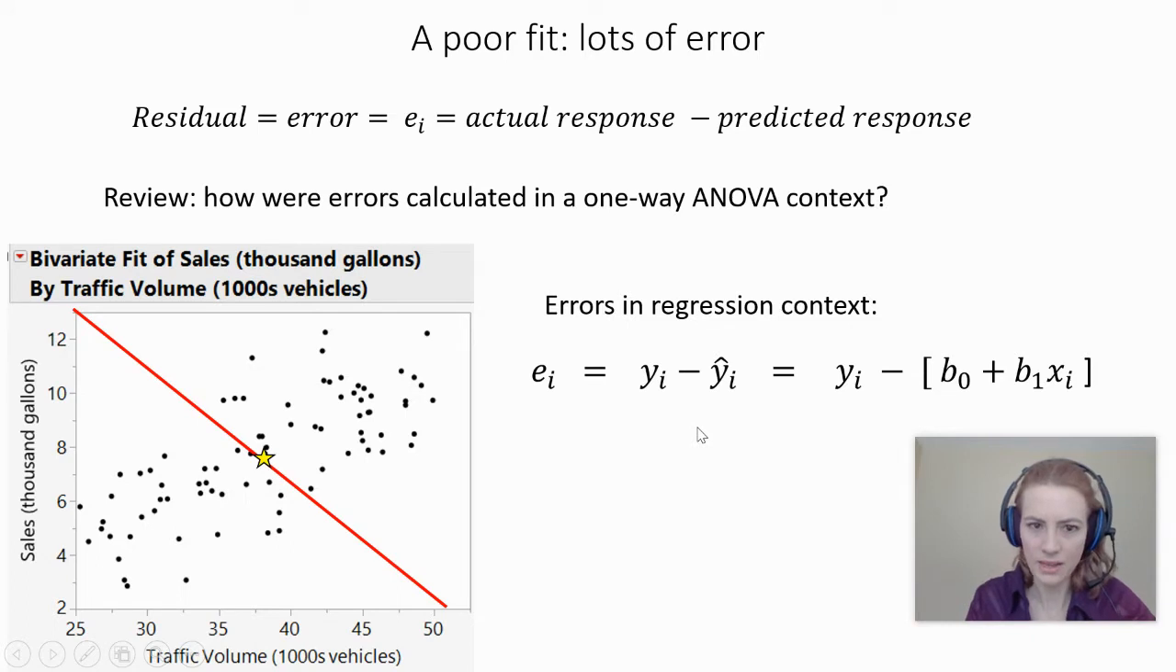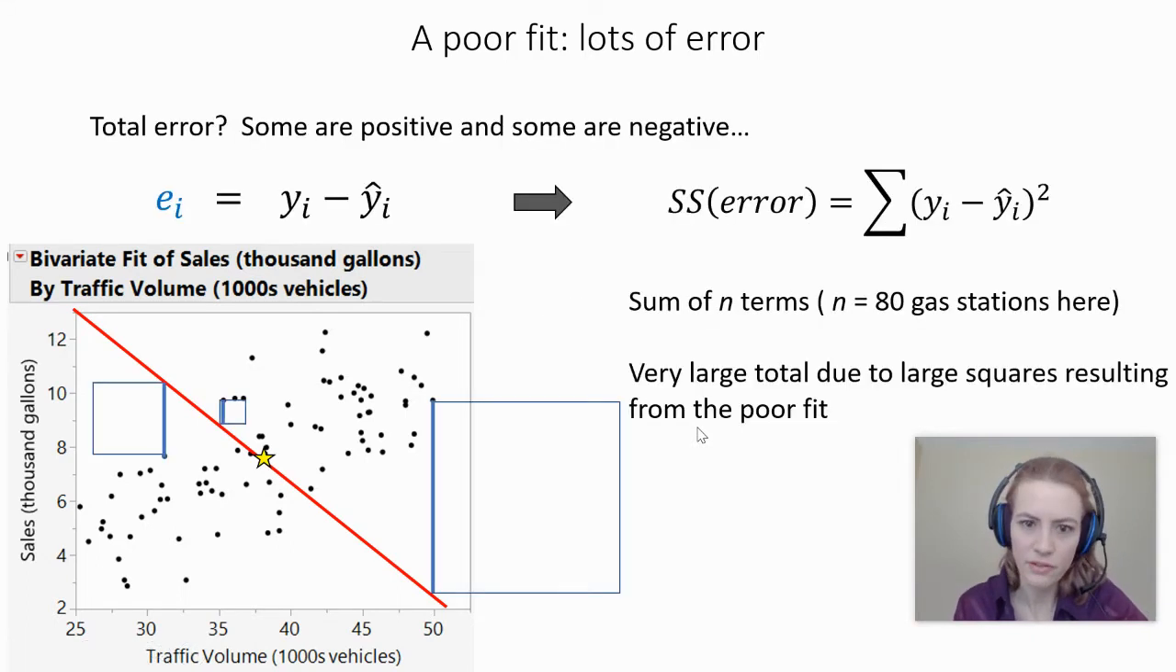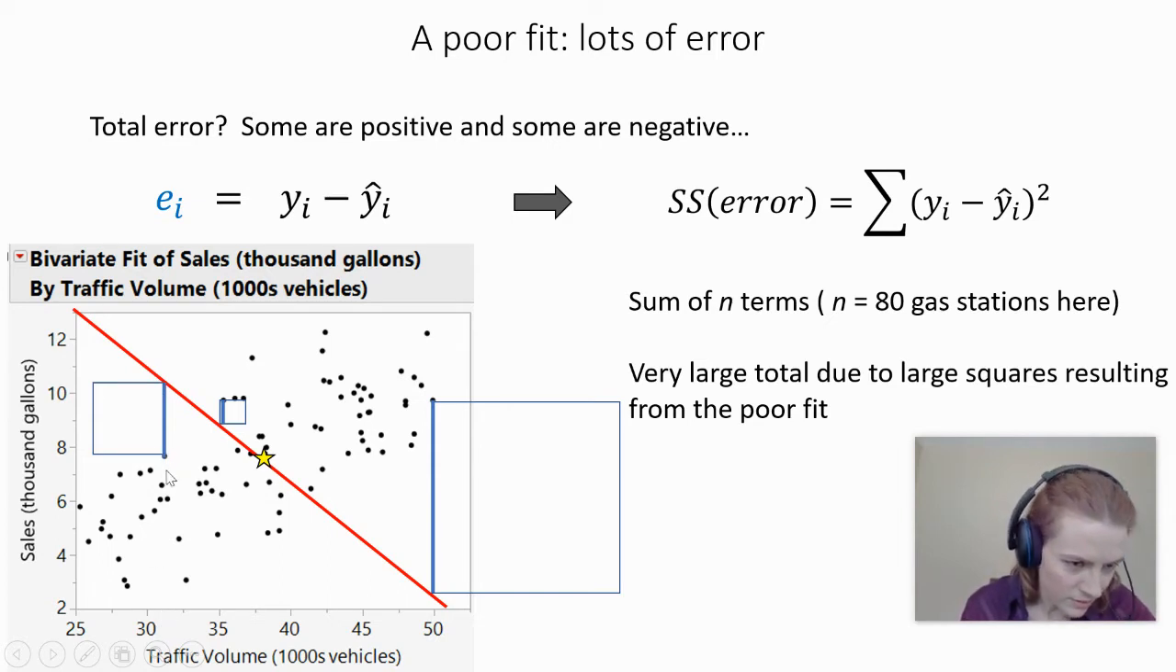So let's look at what this would look like graphically. For every single gas station, and we have 80 of them, we could calculate what the actual sales were, and then subtract out what was predicted by this regression line. And the height of the line represents the size of the prediction. So up here where the line is taller, we're predicting more sales. So let's say there's a gas station here. It looks like it has roughly 32,000 vehicles passing by.